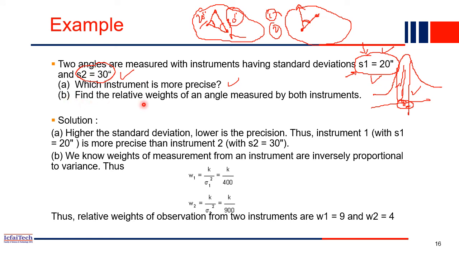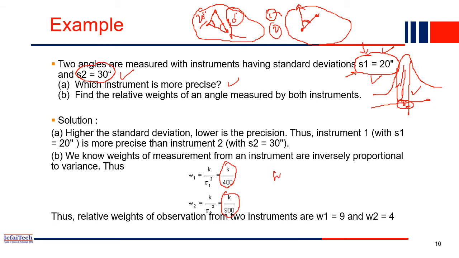Now the next question is, find the relative weight of the angle measured in both instruments. We know the weight of the measurement for the instrument is inversely proportional to the variance. So W1 is the weight we are finding out. W1 equals K by sigma 1 square, where K is some constant and sigma 1 is the standard deviation. S1 is 20, given, so 20 square is 400. So K by 400 is the first weightage. The second weightage is K by sigma 2 square. Sigma 2 is 30, so 30 square is 900. Now W1 you have this value and W2 is this one.